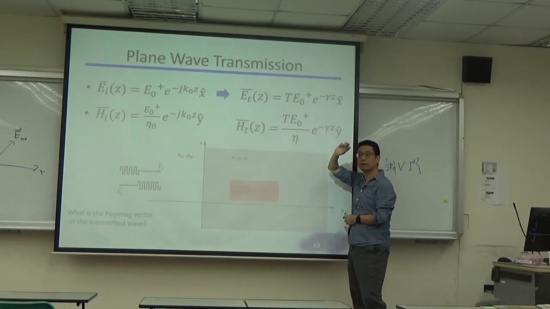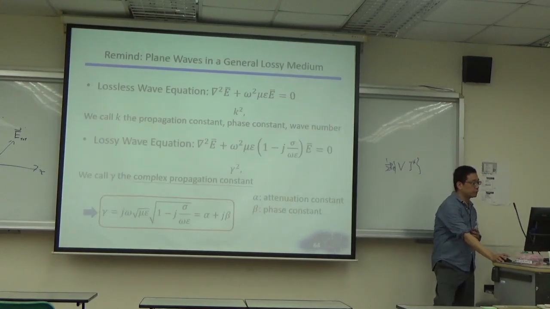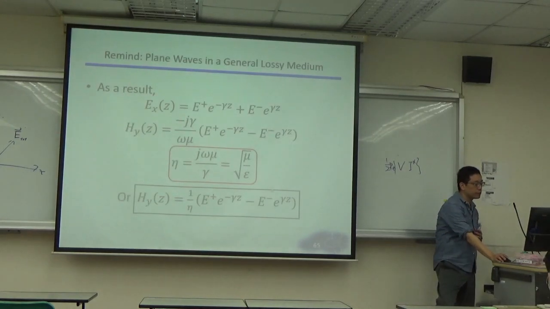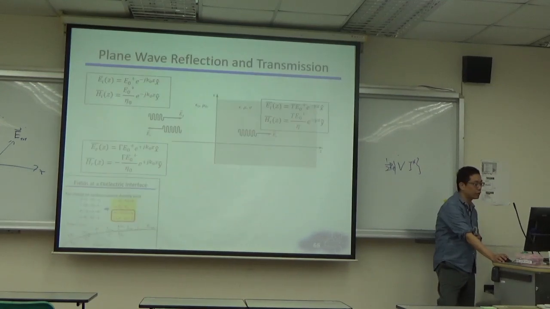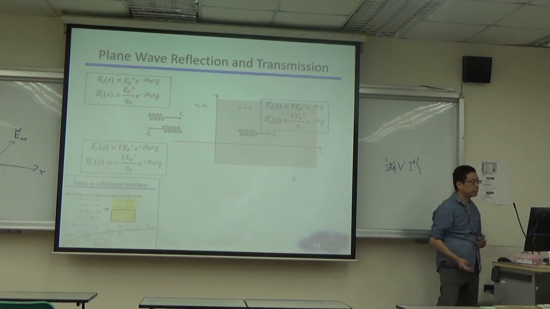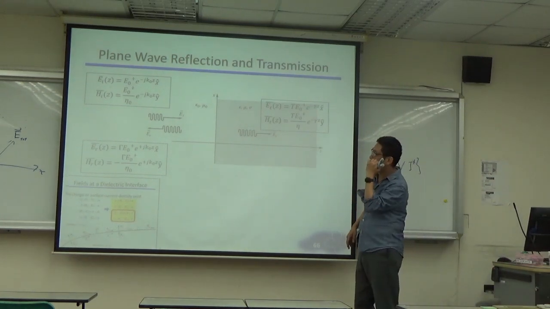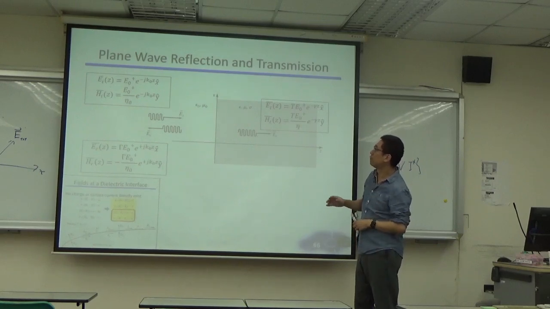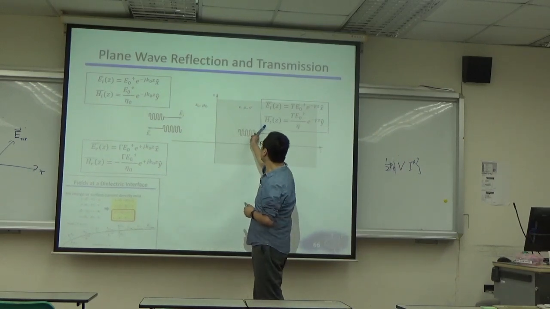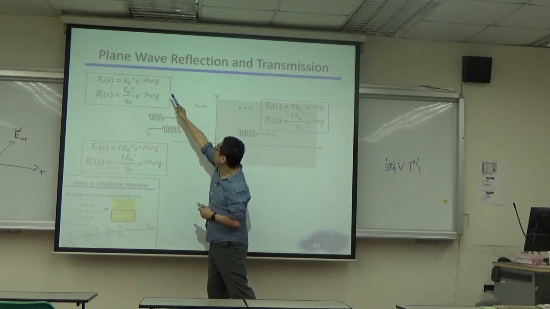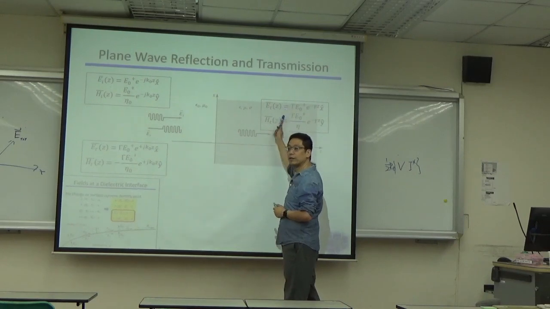Okay? Then we will finally obtain this. And this is how we calculate the lossy medium. We talked about this before. This is a complete set of equations for the incident wave, transmitted wave, and the reflected wave. 1, 2, 3, 4. Good for a midterm question, right?